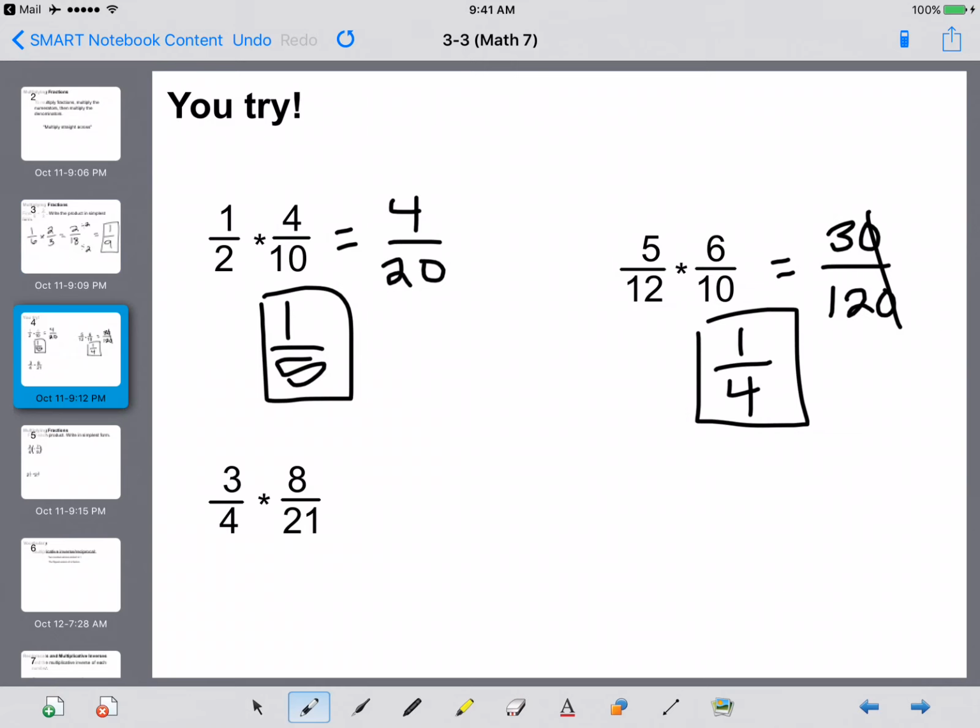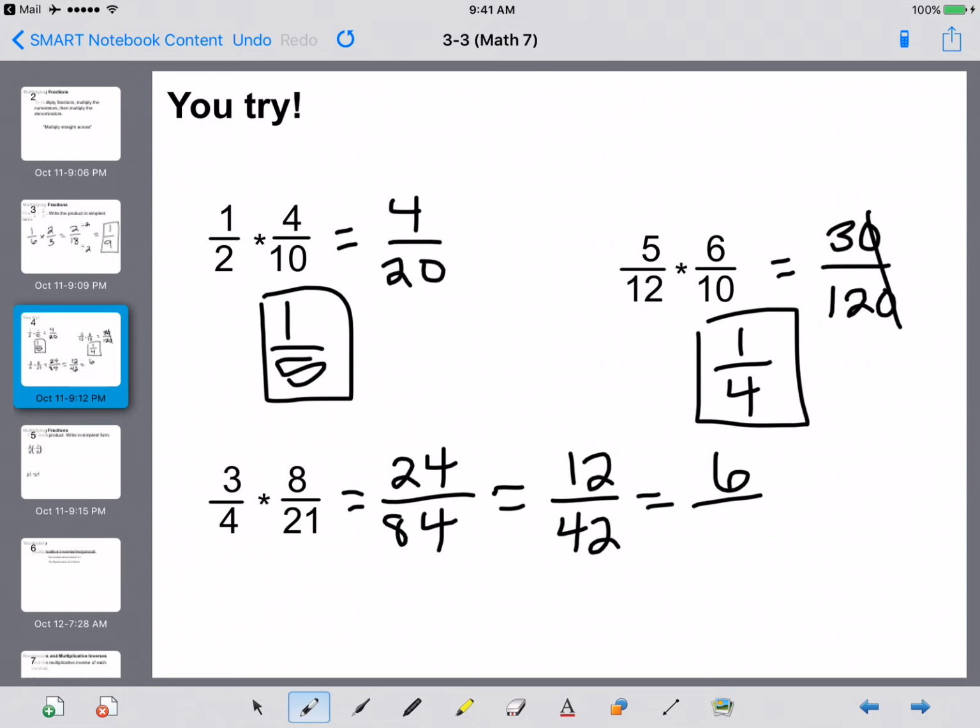Then 8 times 3 is 24. 4 times 21 is 84. I'm just going to break it down by 2's, so 24 divided by 2 is 12. 84 divided by 2 is 42. We can go by 2 again to get 6/21. And then we can divide by 3 to get 2/7.